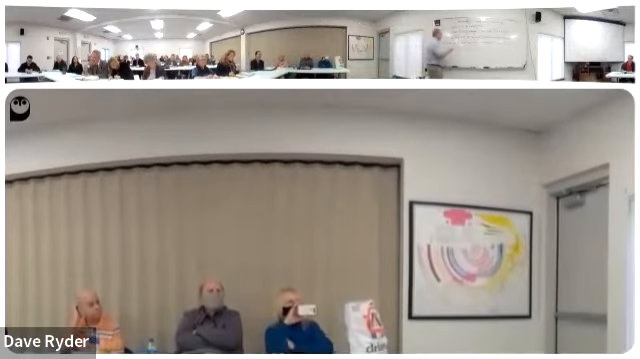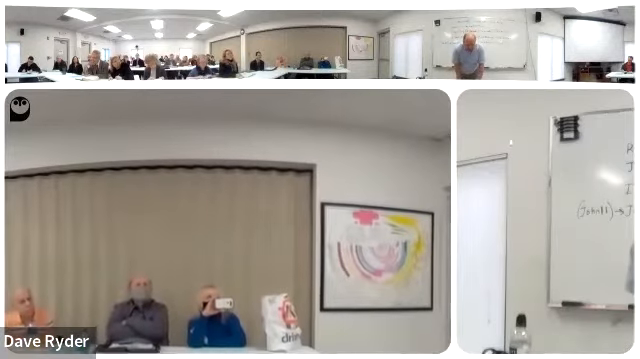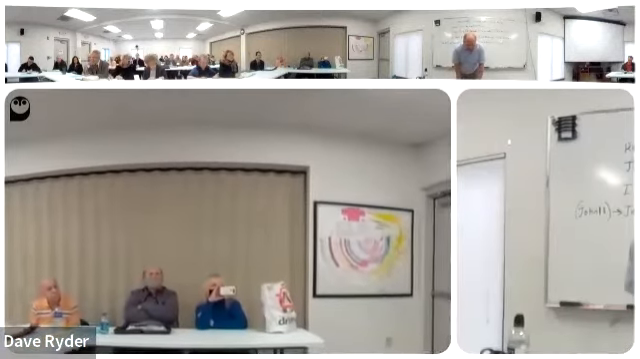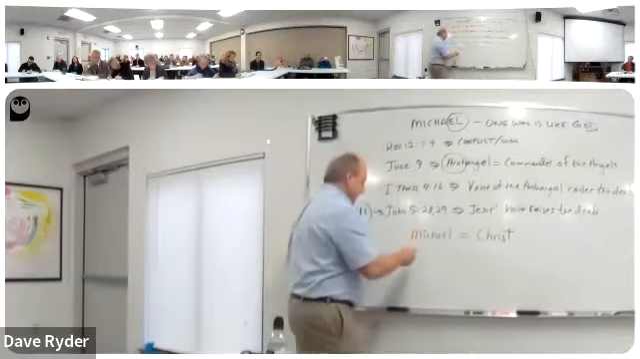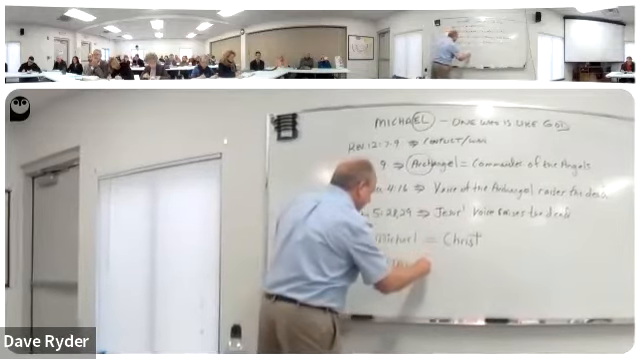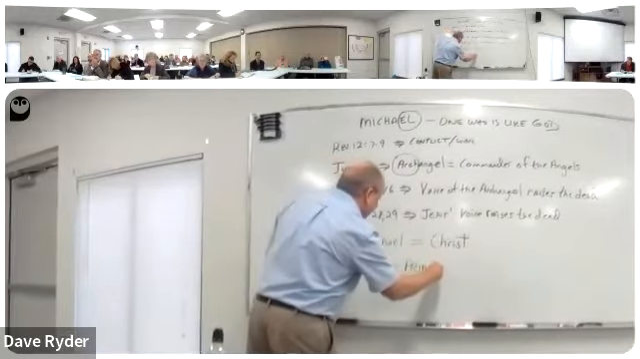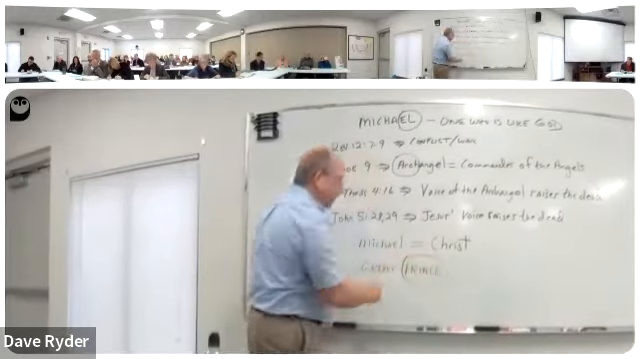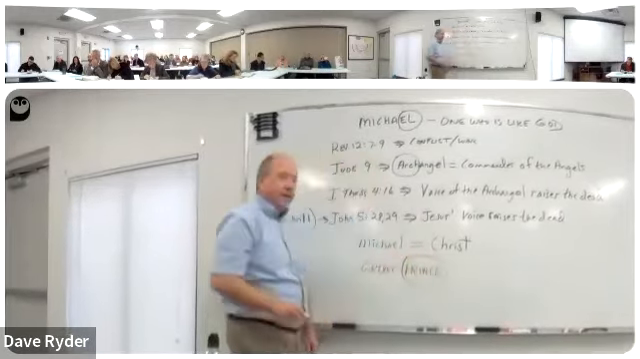So it's interesting, that's a very good point you're bringing up. Notice how, in Daniel 12:1, what does it call him? The great prince, right? So, great prince. And what's interesting about this word prince here, look in Joshua.